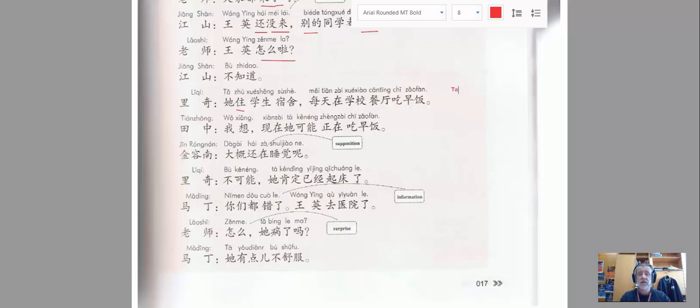So 他在宿舍住. In this case, though, it's 他在学生宿舍住. Just make that a bit bigger for you. 他在学生宿舍住. But you can also say 他住学生宿舍. You could also say 他住在学生宿舍. Okay, so she lives in the student dormitories.